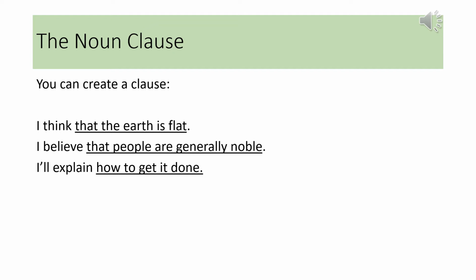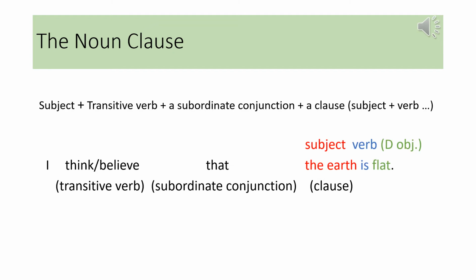I think, in this first example, is the subject and the verb. You have a subordinate conjunction here, that, and then you just add a clause. So to create a noun clause, what follows the transitive verb is a subordinate conjunction, and then you add your clause to it. So, as I said, it's a transitive verb. In this case, the verb would be think. A subordinate conjunction, that, in this case, and a clause, which includes, a clause has to have a subject and a verb, and then whichever way you want to complete it, or use a direct object.